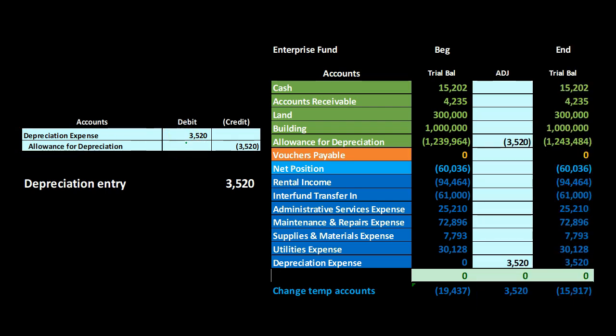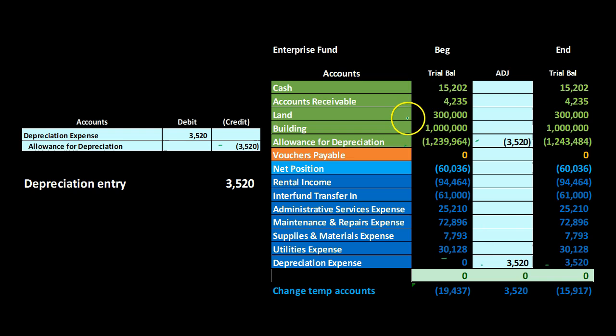If we record that, then we're going to say the depreciation is going to be down here. It's going to be increasing in the debit direction. We have accumulated or allowance for depreciation increasing in the credit direction, which of course brings down the book value.